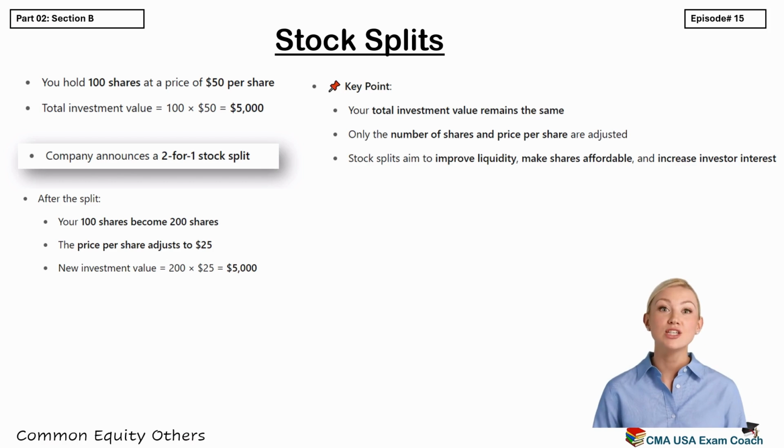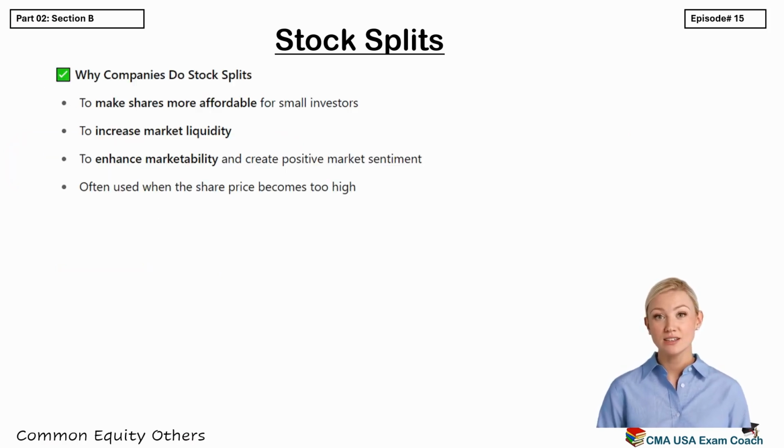It simply makes shares more affordable and accessible to investors, especially retail investors. Now, why would a company do a stock split? There are several reasons. The main reason is to make the stock more affordable and attractive to small investors. When a stock price becomes too high, say several $100s, it may become less accessible.